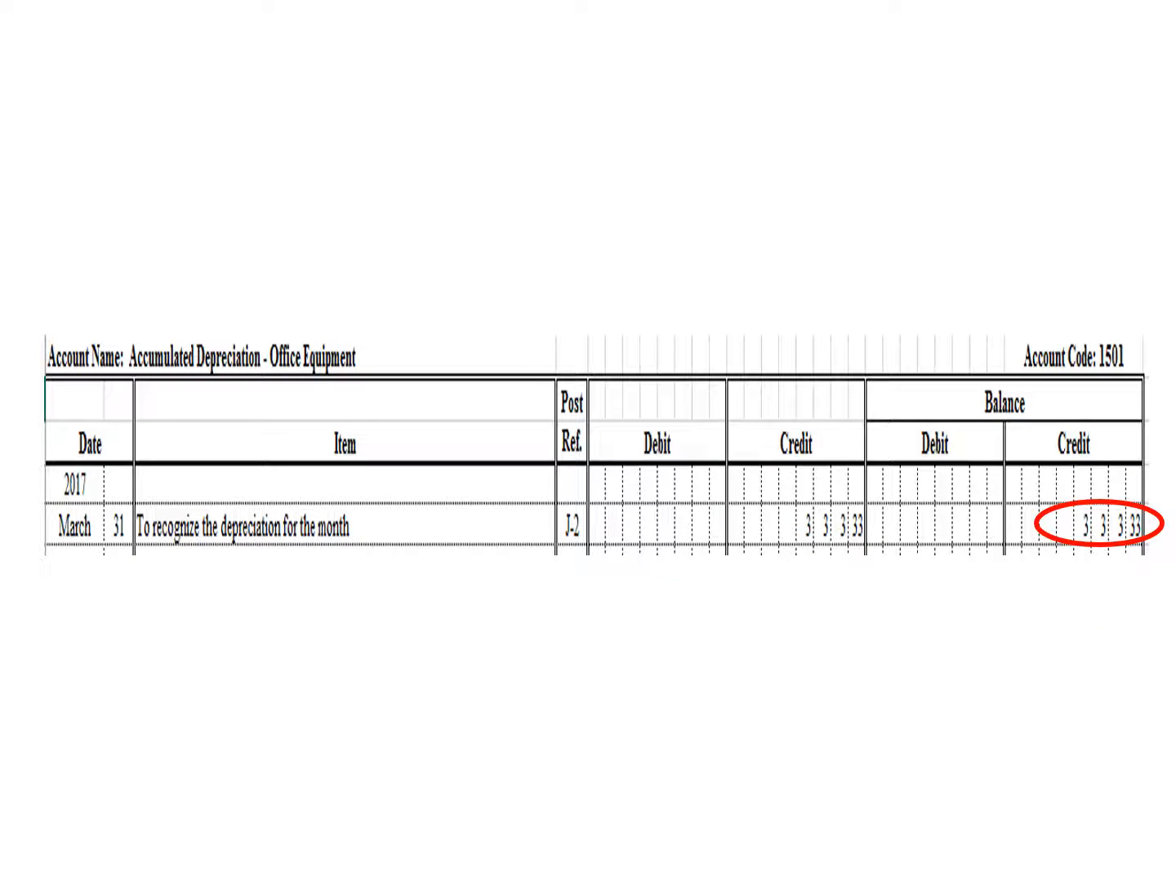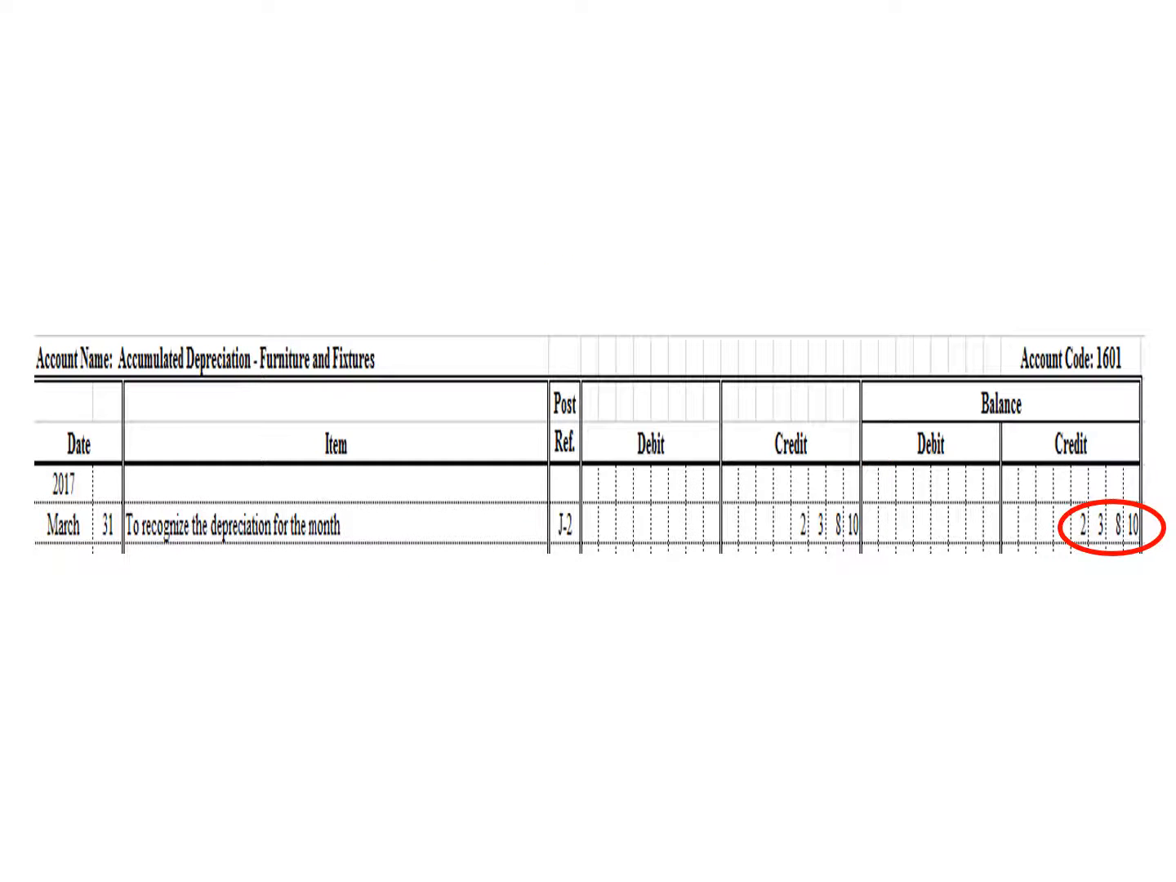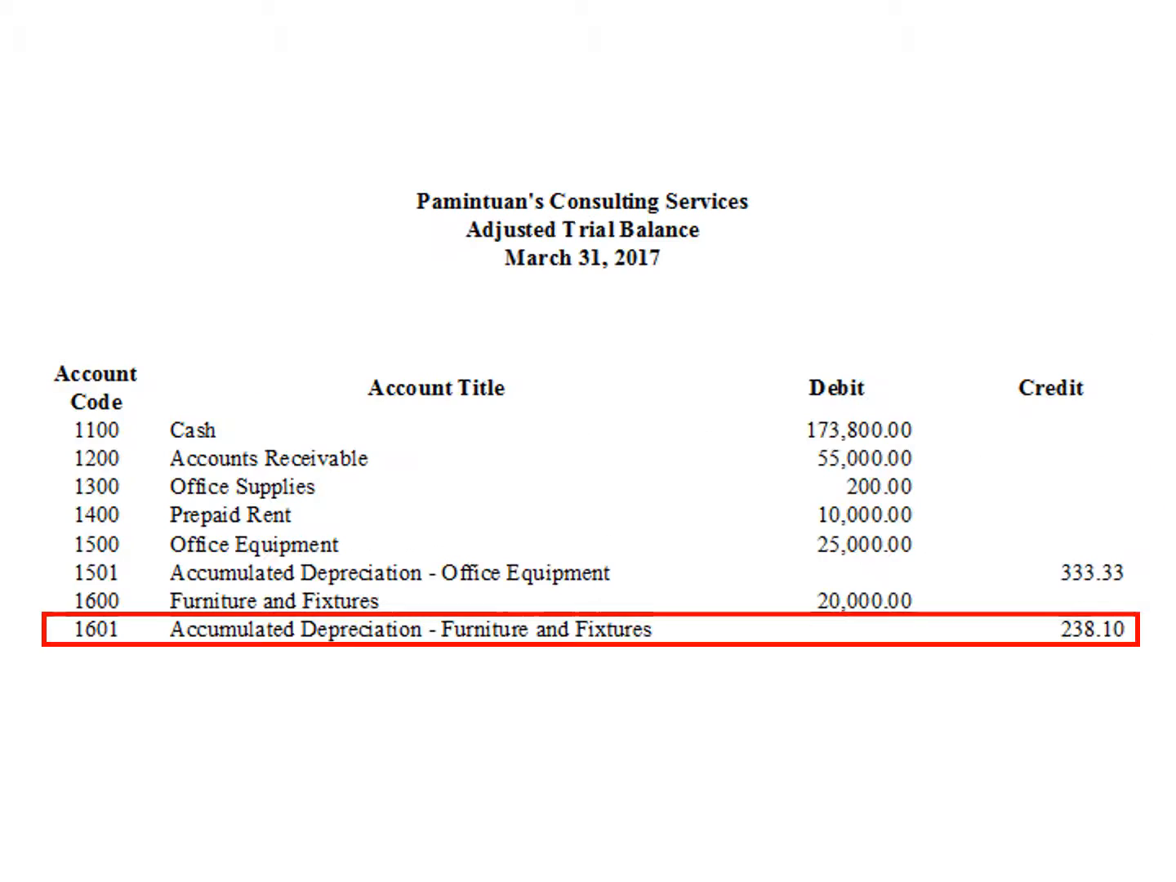Accumulated depreciation office equipment account has a credit balance of 333 pesos and 33 centavos. We write the balance of the accumulated depreciation office equipment account under the credit column, 333 pesos and 33 centavos. The balance of the accumulated depreciation furniture and fixtures account is 238 pesos and 10 centavos credit. We write its balance under the credit column, 238 pesos and 10 centavos.